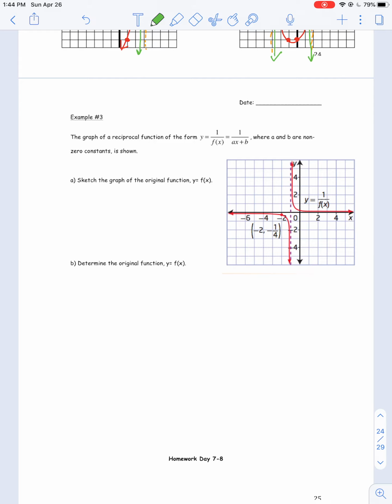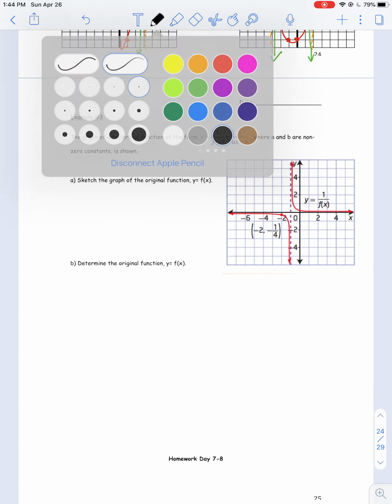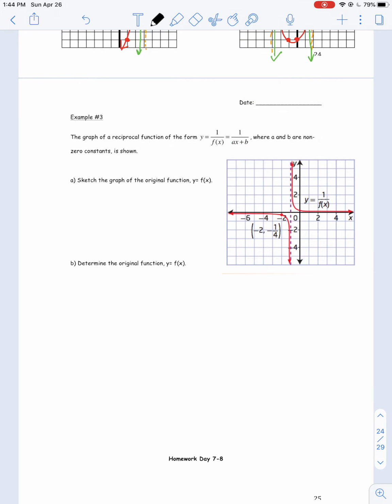Okay, so for our last example, example number 3, you want to figure out, going backwards, what the equation is of the reciprocal. So you're going to start by sketching the graph of the original function. I'm going to use black to do that. Wherever there is a vertical asymptote, that's an x-intercept on the original. And along y equals -1 and y equals +1, those are the invariant points.